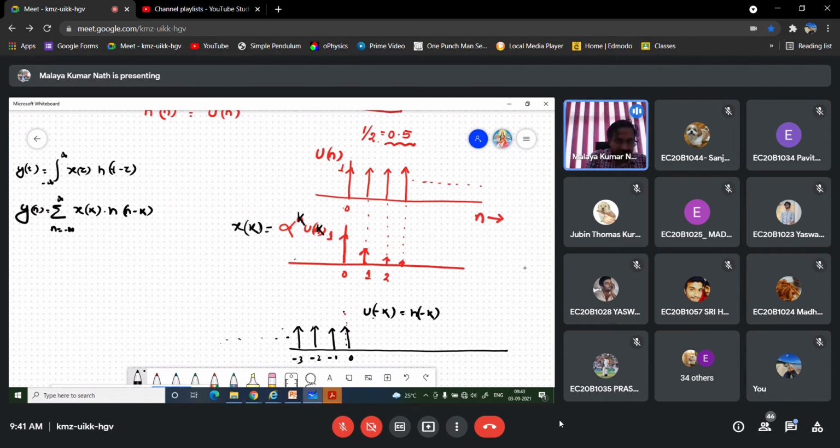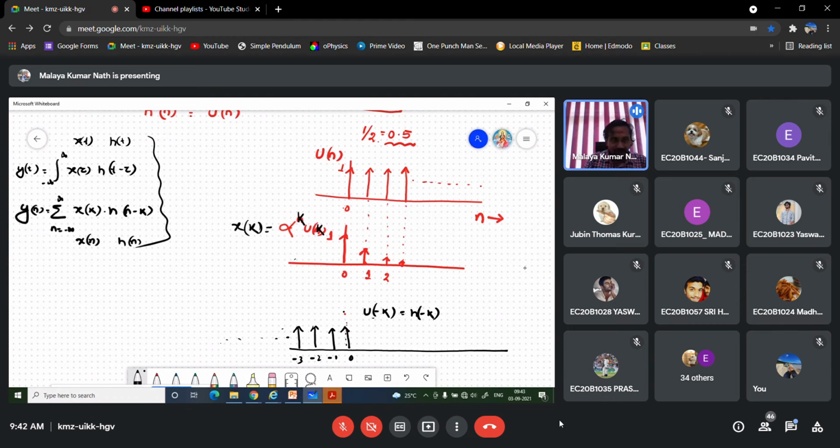Just look here. In this case, your input signal is x of t, and the system response is h of t. In the discrete case, the input signal is x of n, and the system response is h of n. I have just correlated both the things, right?